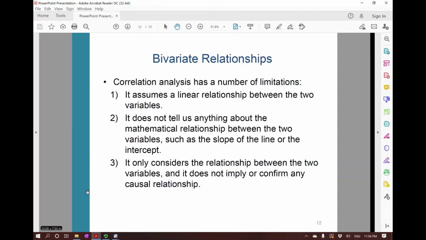Okay, and the last one, which is really, really important, is to notice that correlation analysis only considers the relationship between the two variables, and it does not imply or confirm any causal relationship. So whenever you are interpreting the correlation, we only interpret the negative or positive correlation, or interpret the magnitude of the correlation and the possible linear or non-linear patterns, but we never say that one variable caused another variable. I have a very classic example to show you.